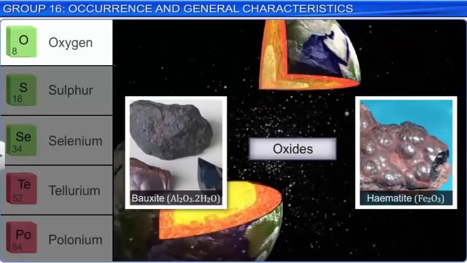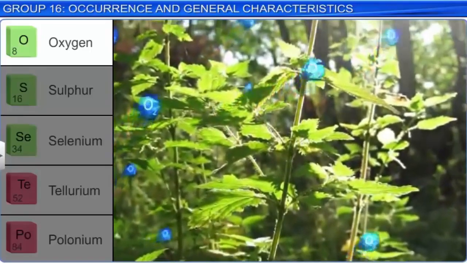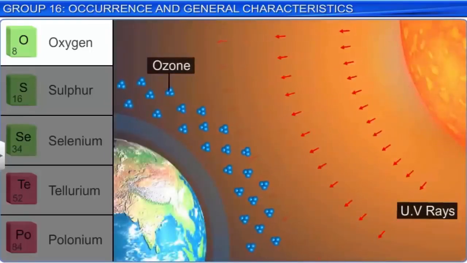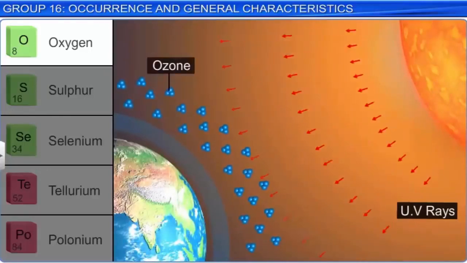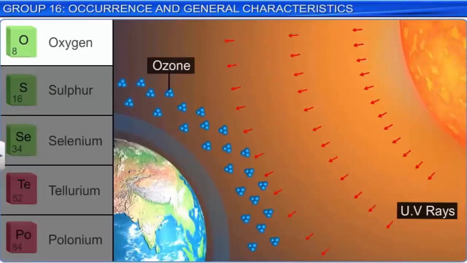Most of the oxygen in the atmosphere is produced by photosynthesis in plants. It also occurs in the form of ozone, which is an allotrope of oxygen in the upper atmosphere, and protects us from the harmful radiations of the sun.